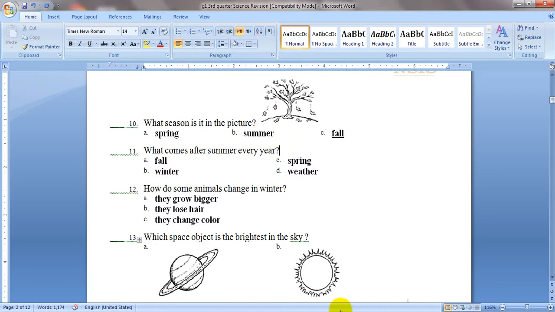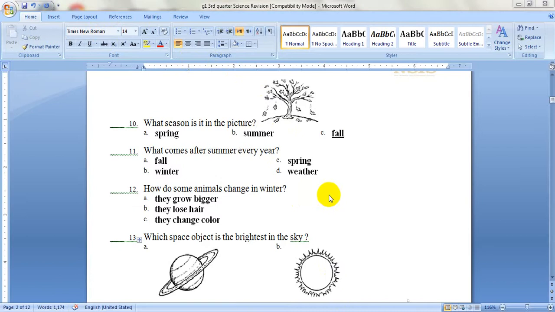The next question. What comes after summer every year? We said before that seasons move in a pattern. They repeat and change in the same pattern. You cannot find one that comes out of its order. They move in a pattern: spring, summer, fall, and winter. And then they will repeat again. So what comes after summer? It's fall.